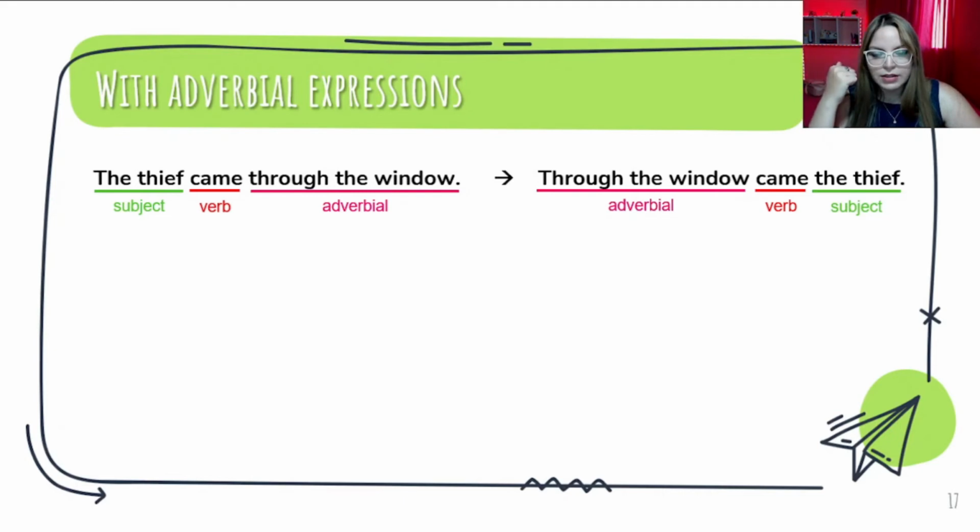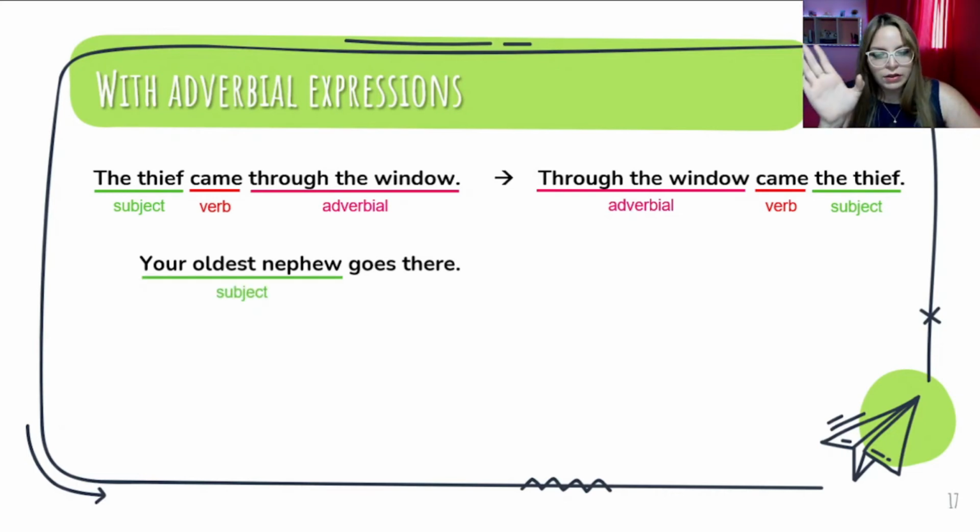Let's look at another example. Your oldest nephew goes there. Let's analyze it. Your oldest nephew is our subject. Our verb is goes, and there will be our adverbial. This is an adverbial of place.